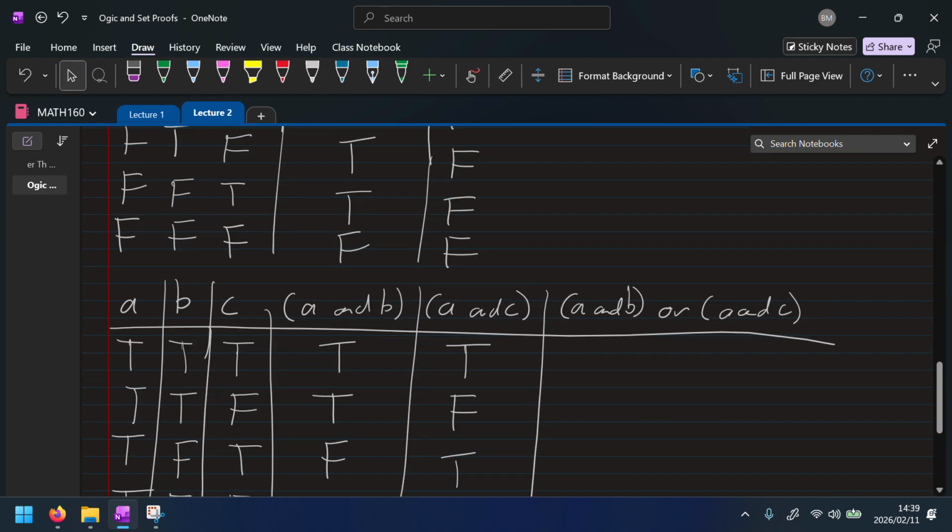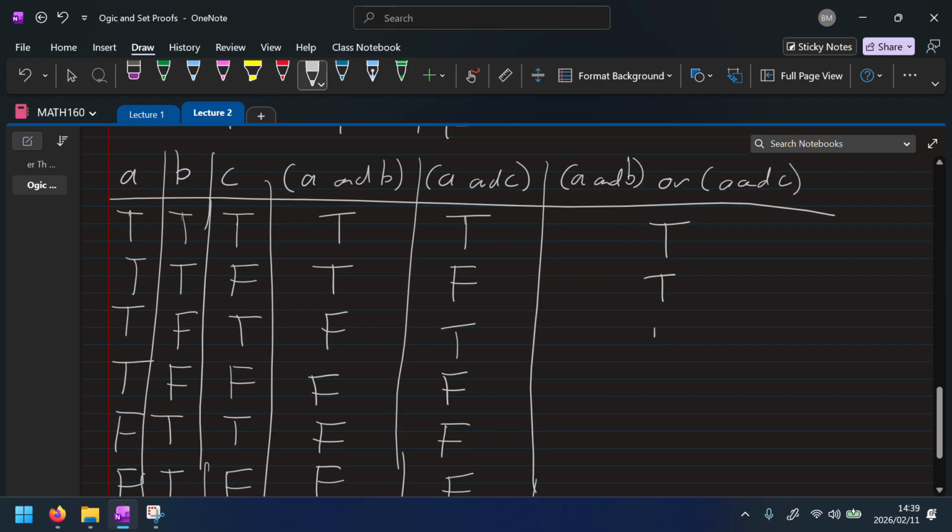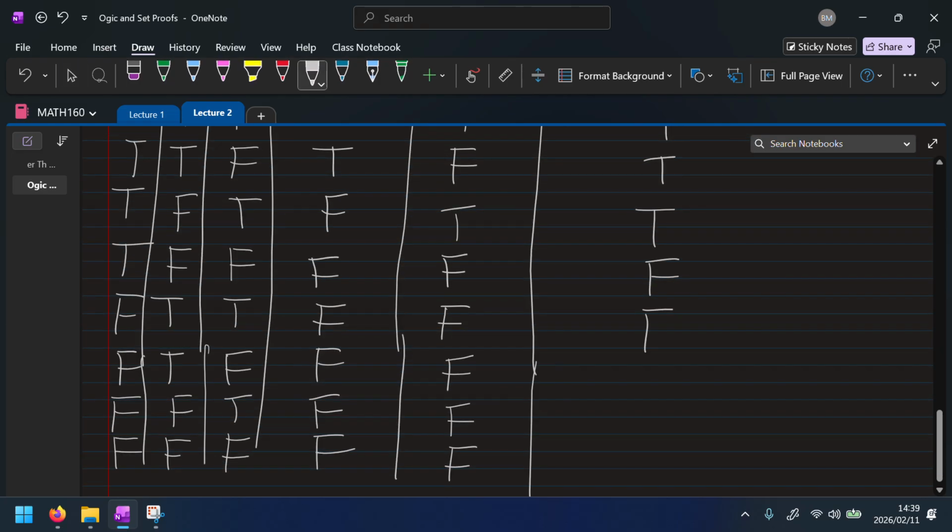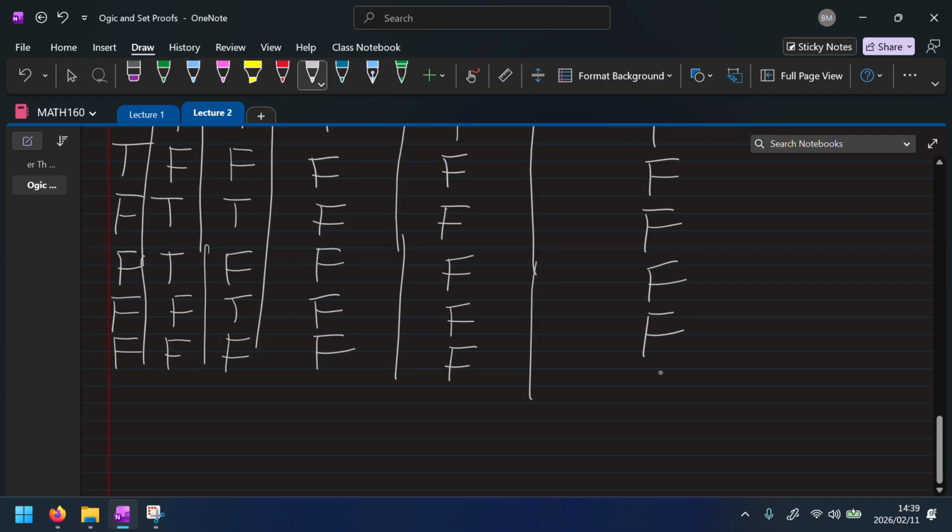Finally, we're going to look at the last two columns we did, and we have to put an or between them. So again, last two columns, let's put the or. So the first one, good. Nice. Next one. Yep. Yep. Yep. Yep. And last one, false. Very good. Yeah. Again, very quick. Once you've set it up, very quick to put through.